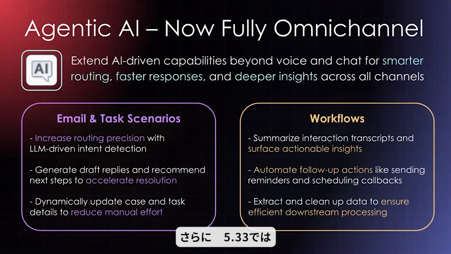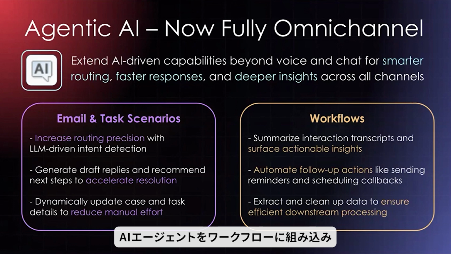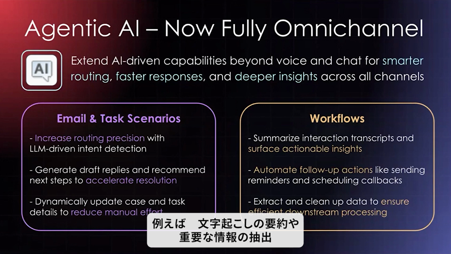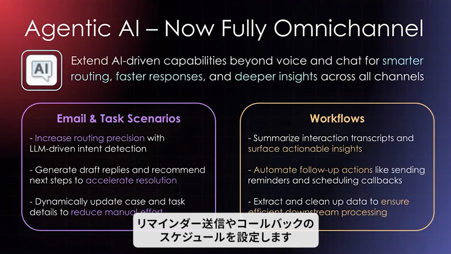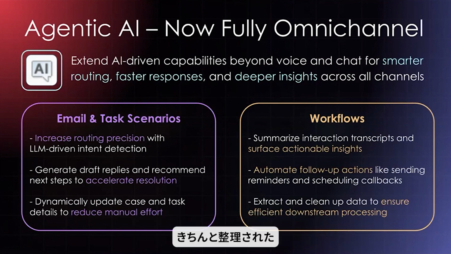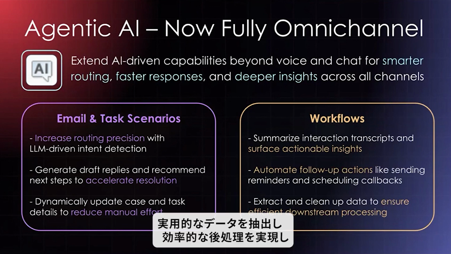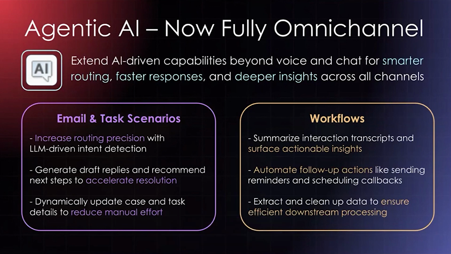What's more, 533 brings the AI agent to workflows, effortlessly automating post-interaction work, like summarizing transcripts and extracting key insights to perform root cause analysis of low sentiment interactions, for example, streamlining follow-up actions like sending reminders or scheduling callbacks, and extracting clean, actionable data, ensuring efficient downstream processing while reducing manual effort.